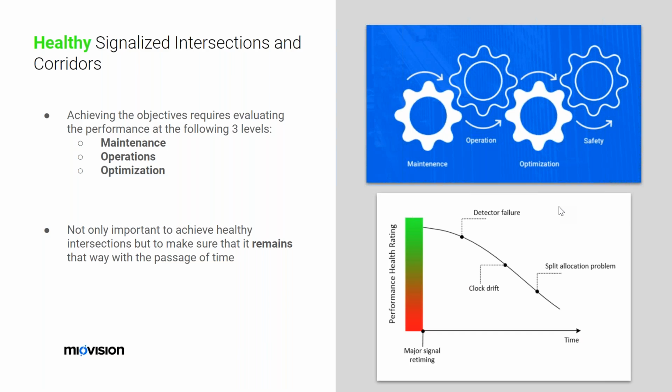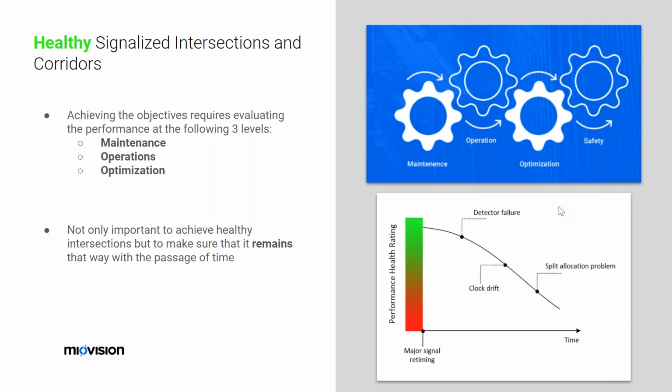By maintenance, we mean the detector needs to work, right? So communications, the signal, the detection, it needs to work properly. So if you have a detector that's broken and it's failing on high, and every single cycle it's being called and it's reaching its maximum because it's failed high, that's a maintenance problem. And the maintenance problem can impact optimization. So regardless of how good your timing plan is, if you have problems at the maintenance level, you're not going to be reaching the full potential of that optimized plan.